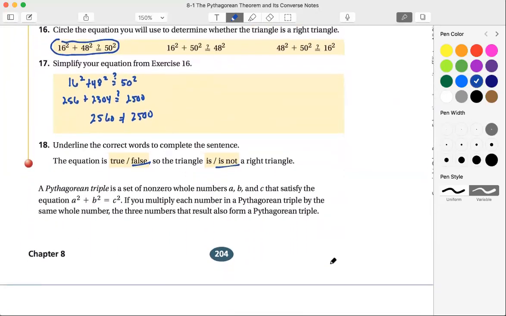A Pythagorean triple is a set of non-zero whole numbers a, b, and c that satisfies the equation a squared plus b squared equals c squared. If I multiply each number in a Pythagorean triple by the same whole number, the three numbers are also a Pythagorean triple. So it's important to know Pythagorean triples because it might save us work if we recognize them. One such triple is 3, 4, and 5. Another one you're going to see is 5, 12, 13, and there are many more.